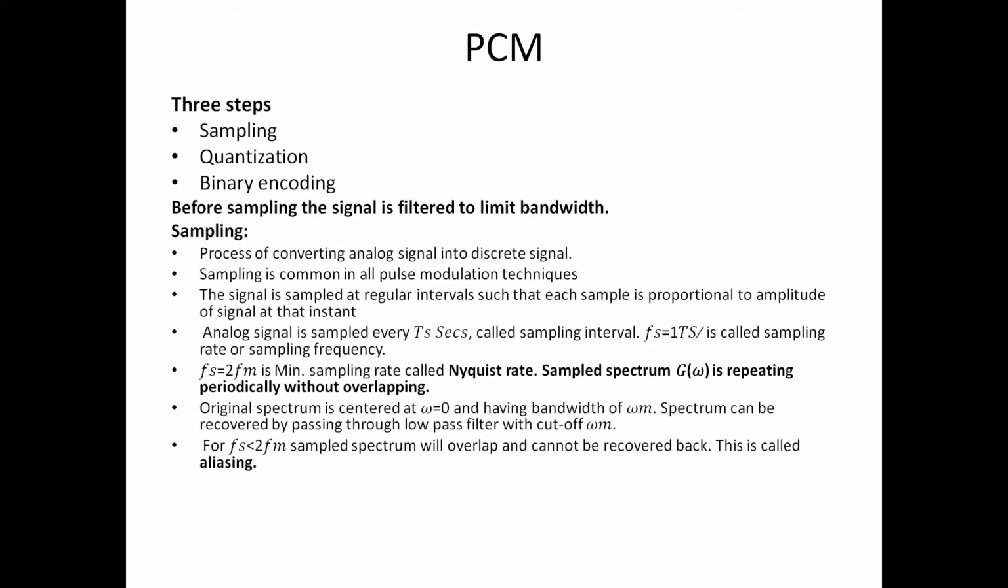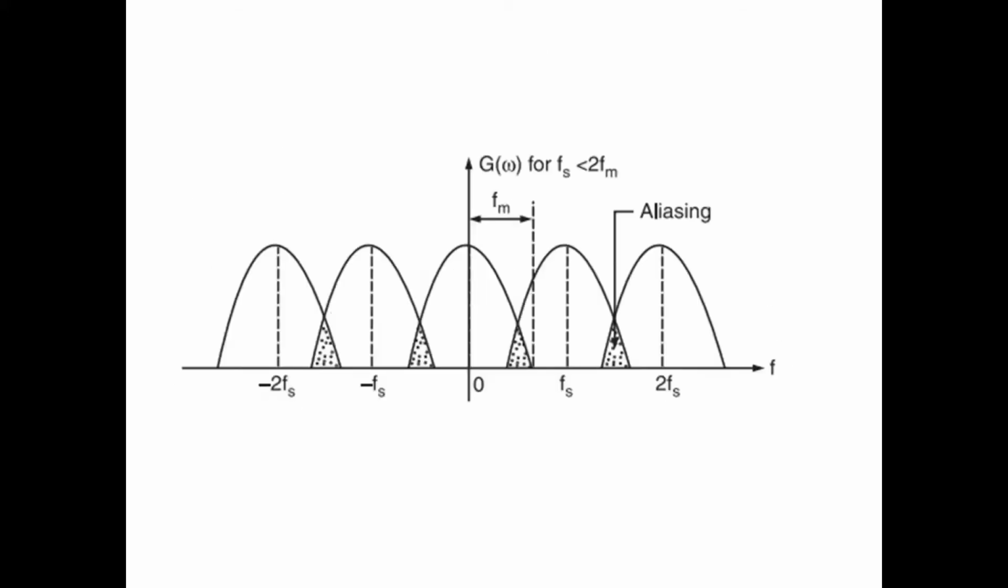For sampling frequency smaller than twice the maximum frequency, the sampled spectrum will overlap and cannot be recovered. This is called aliasing. We need to avoid this situation. This picture graphically represents aliasing.